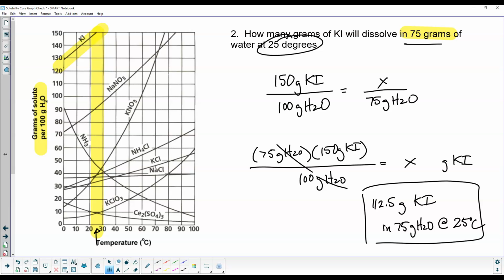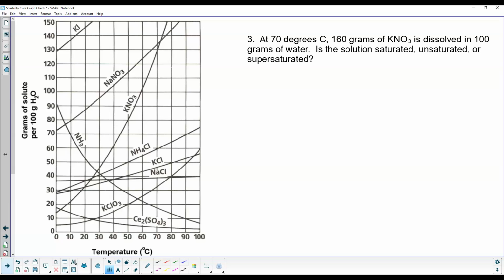All right, let's do another example. Let's say I give you something that looks like this. It says at 70 degrees Celsius, 160 grams of potassium nitrate is dissolved in 100 grams of water. Is the solution saturated, unsaturated, or supersaturated? It says 100 grams of water, so we're good here. We can just read the graph. We're looking at potassium nitrate, which is this one, and 70 degrees, which is right over here, so we need to find where that intersects. It looks like it intersects right at 130.